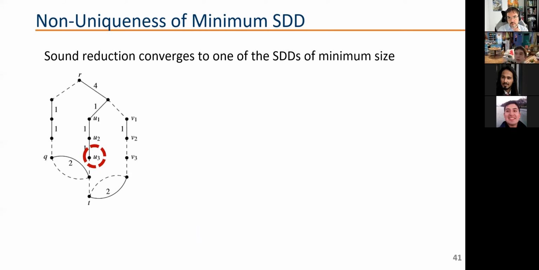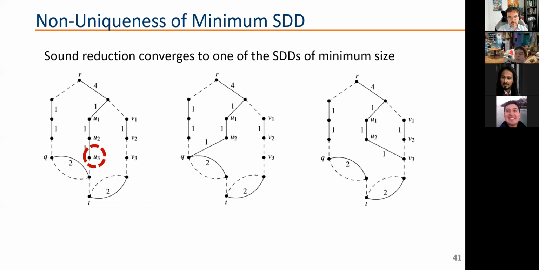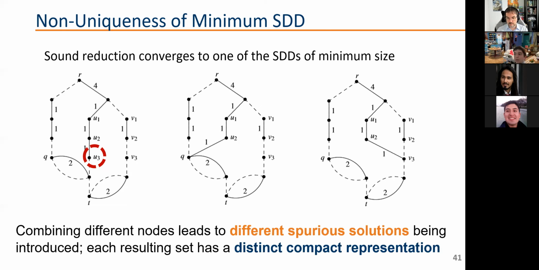In this example, let's say we have this node U3, and we want to remove it. One possibility is to merge it with the node Q, and the other possibility is to merge it with node V3 on the other side. Both of these operations would produce what we call a sound reduced decision diagram. So it's a sound decision diagram where all the near optimal solutions are the same as before. Any other extra solutions introduced by merging nodes are not near optimal, and there's nothing else we can do. It's of minimum size. So it's a curious process which can lead us to distinct compact representations of a near optimal set. And we were very excited about this.